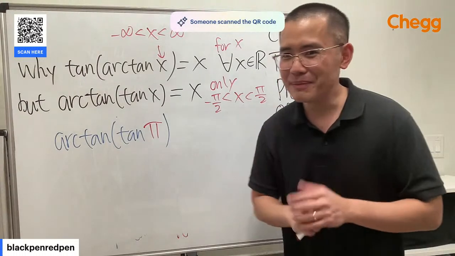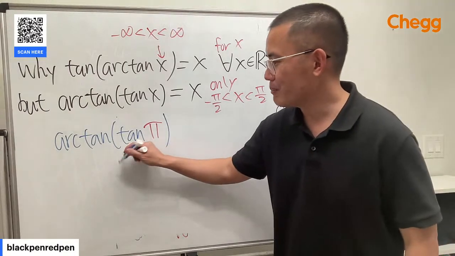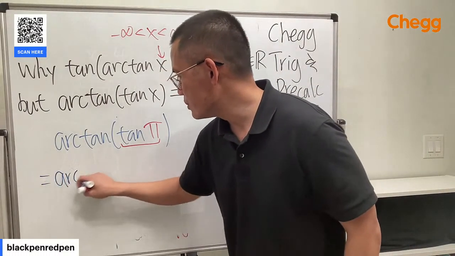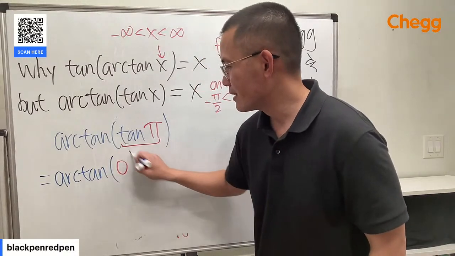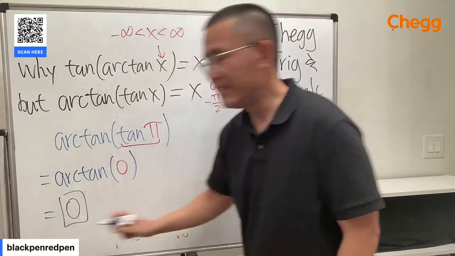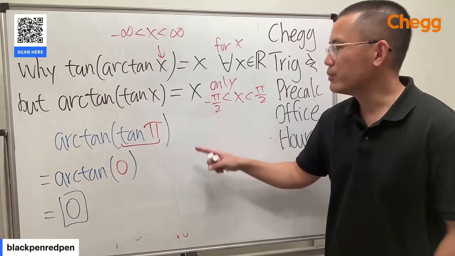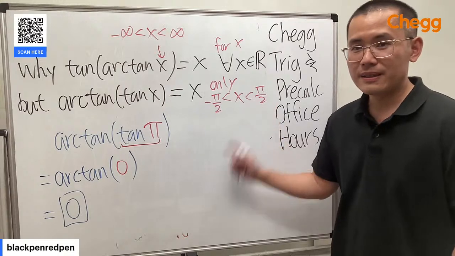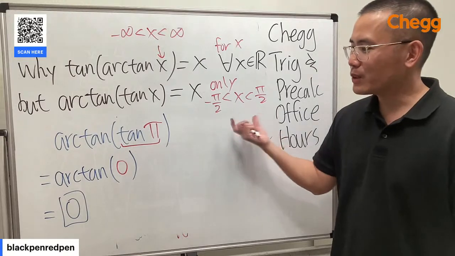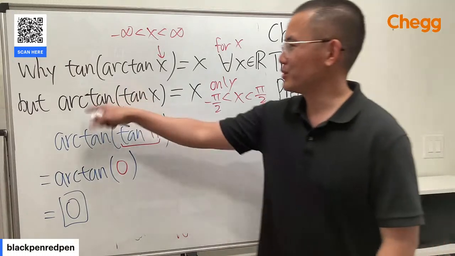It's not pi. You have to do this inside out. Inside out. Tangent pi is 0. So you are going to get arctangent of 0. And then arctangent of 0 is equal to 0. So 0 is actually the answer. That's why I told you this right here is not always true. It's only true if x is in between this and that. Pi is outside of this interval, so no. It's a pretty tricky question, right?